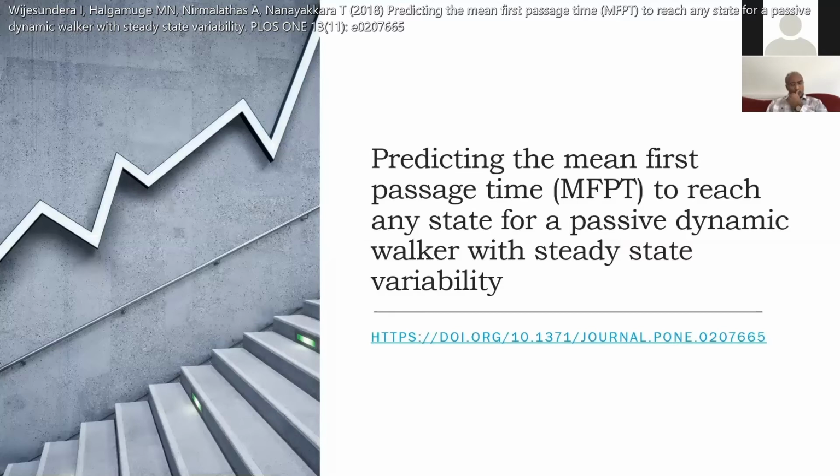So the actual topic of our paper is predicting the mean first passage time to reach any state for a passive dynamic walker with steady state variability.